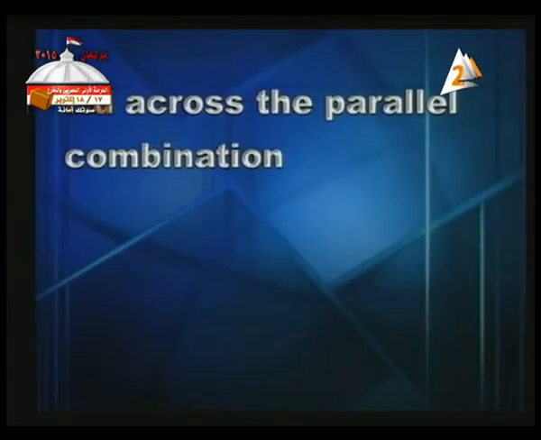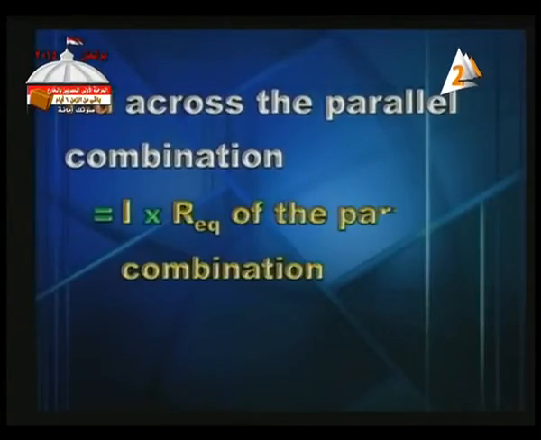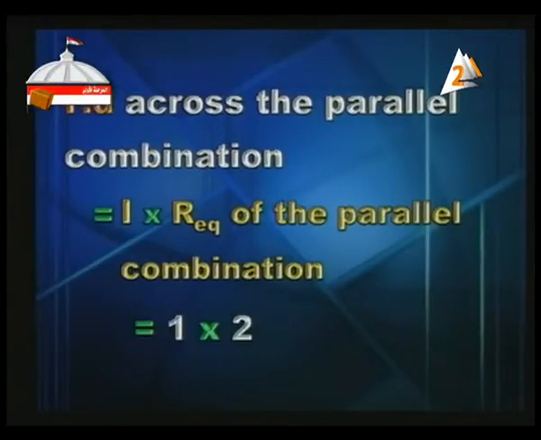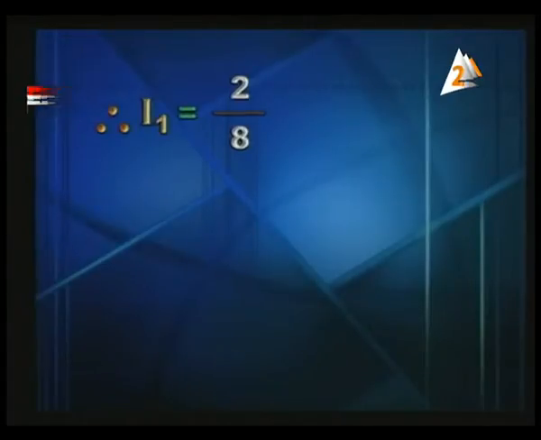Potential difference across the parallel combination equals, yes, current times R equivalent of the parallel combination. It is equal 1 times R equivalent, which was 2, so it is 2 volts. I1, yes, it's all easy for you. It is obtained by using the formula voltage over resistance.